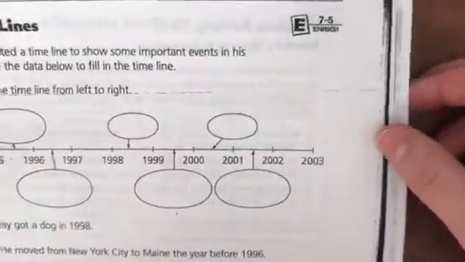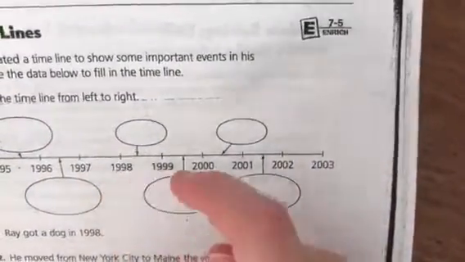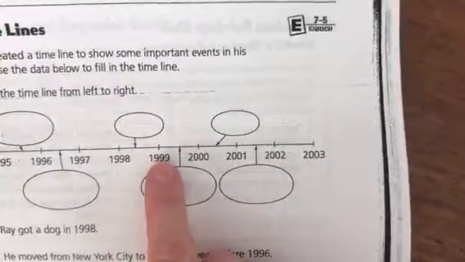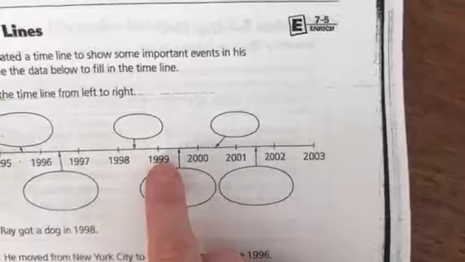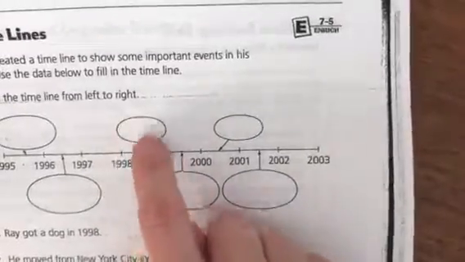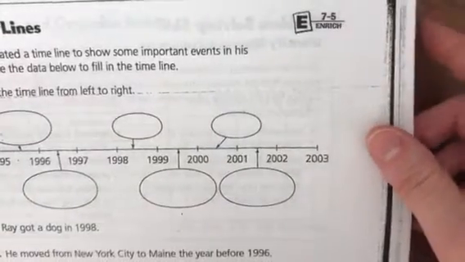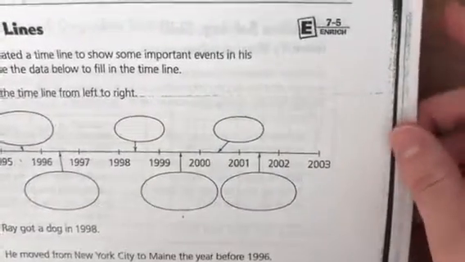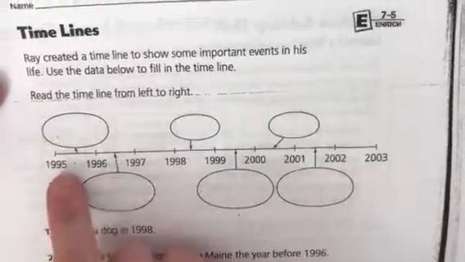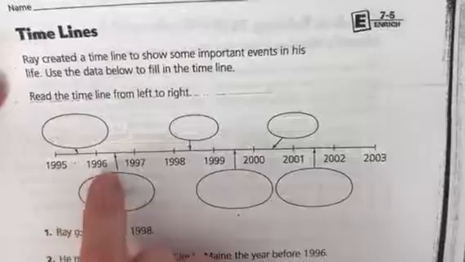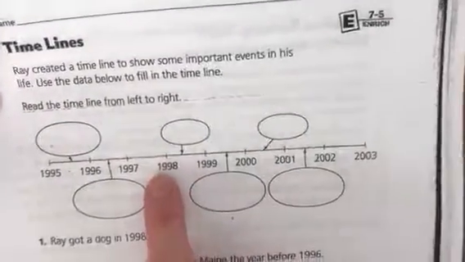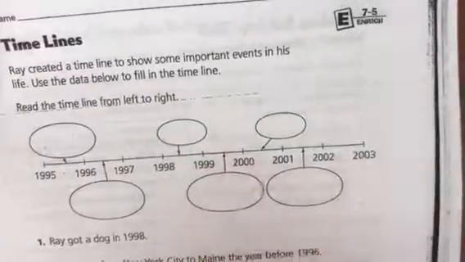So if you got a dog in 1998, this is still included in the year 1998. So from here to here is 1998, and then it switches over to 1999. So his dog could be right here. He moved from New York City to Maine the year before 1996. So I know what comes before 1996 is 1995, and it could be any time in that year. So it's going to be the same year until it switches over to the next year.